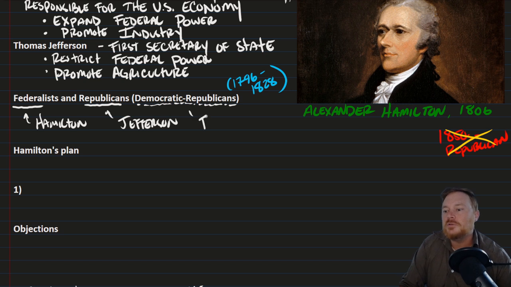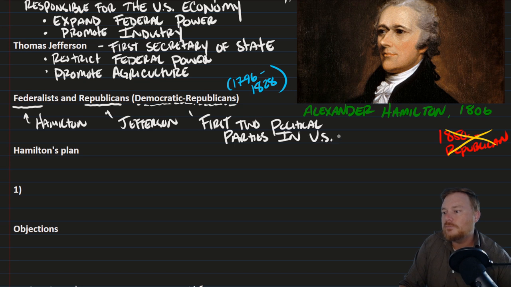We just want to take note that these are the first two political parties in U.S. history, right? In U.S. history.